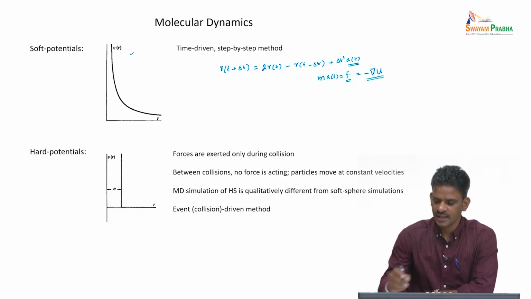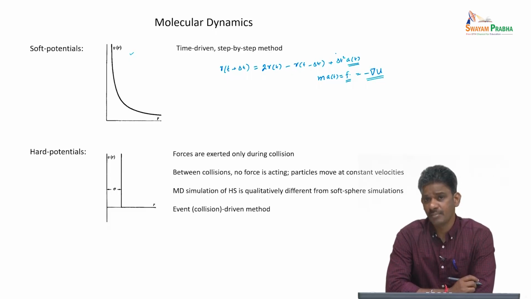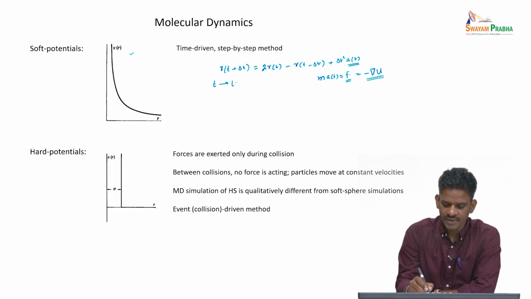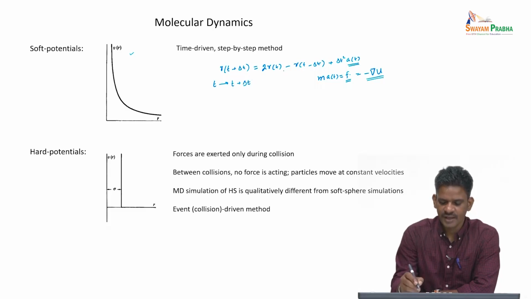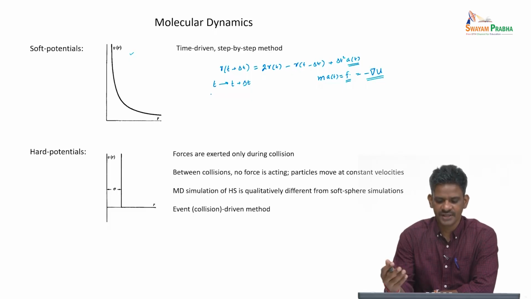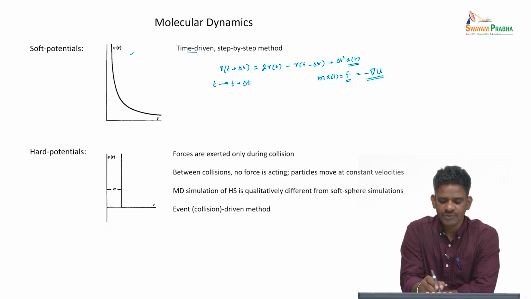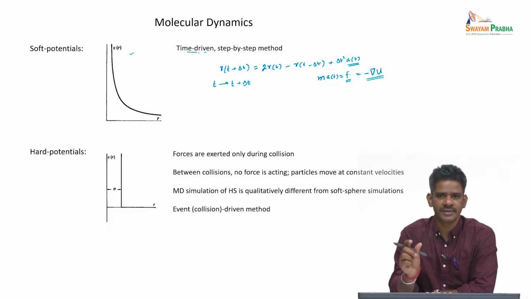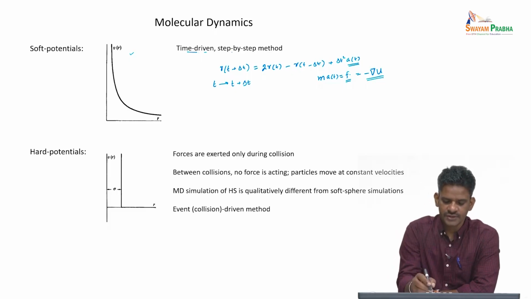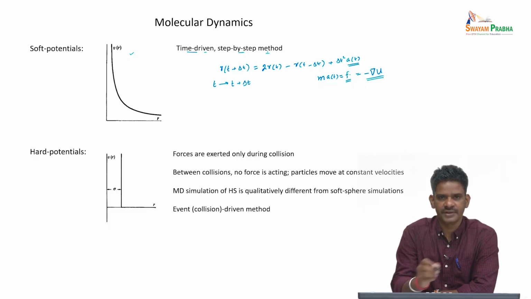and then you can do this MD simulation of the soft sphere model, where we take time and then update time with some small delta t, and then update the particle position based on the estimate of forces. Both time, positions, and velocities are updated in time, and we call this method a time driven method, because we take a small time delta t and at each of those time steps we update the particle positions, etc. So, this is known as a time driven step by step method.